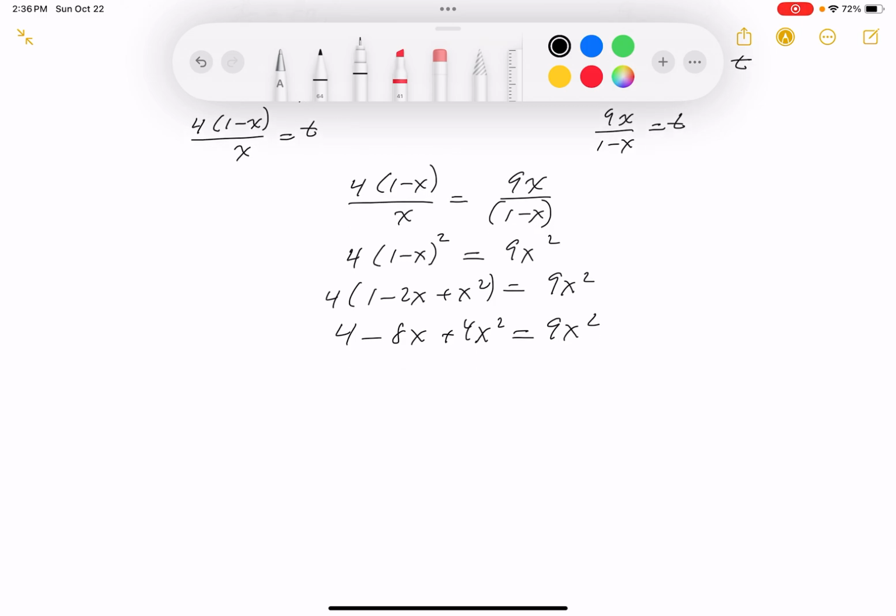Let me see if I can do that. I know it's quadratic, right? So what do you get over here? 5x squared, I hope nice easy numbers, by the way, plus 8x minus 4. Let me see if I did that right. Yeah, it looks okay. Let's see if they can factor it.